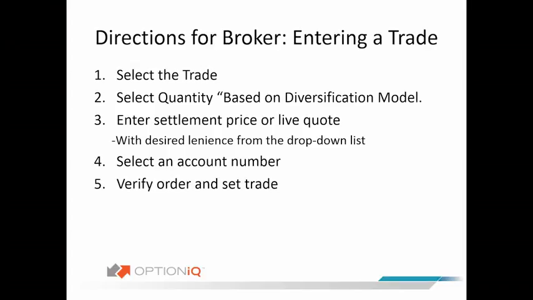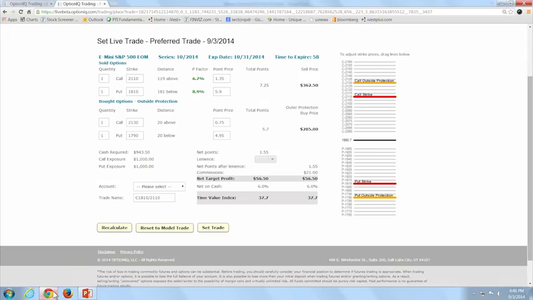So just stay with me. I'm going to explain this. Then we're going to select an account number. Then we're going to verify the order and set the trade. So first and foremost, let's go back to the software, and I'm going to show you that we've already selected the trade. Now we can choose to do as many as we want.